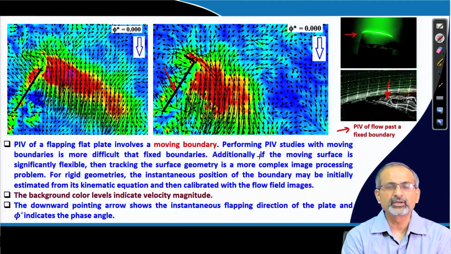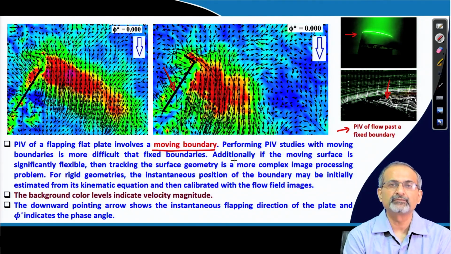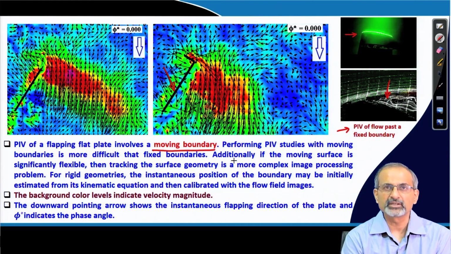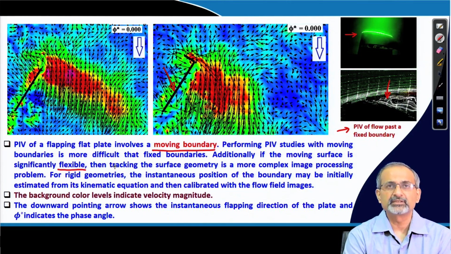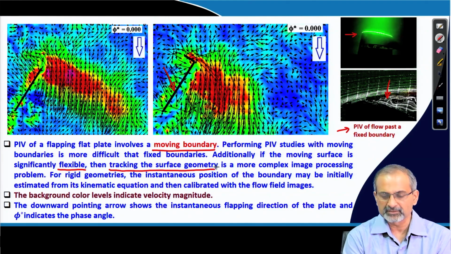So, you are essentially looking at PIV of a plate which involves a moving boundary problem, and performing PIV studies with moving boundaries is certainly more difficult than performing them on fixed boundaries. Additionally, if the moving surface is significantly flexible, let us say if this is a very thin plate which is deformable under the loads, then it will keep deforming as the loads change, and in that case tracking the surface geometry is quite a complex affair. It is a complex image processing problem.